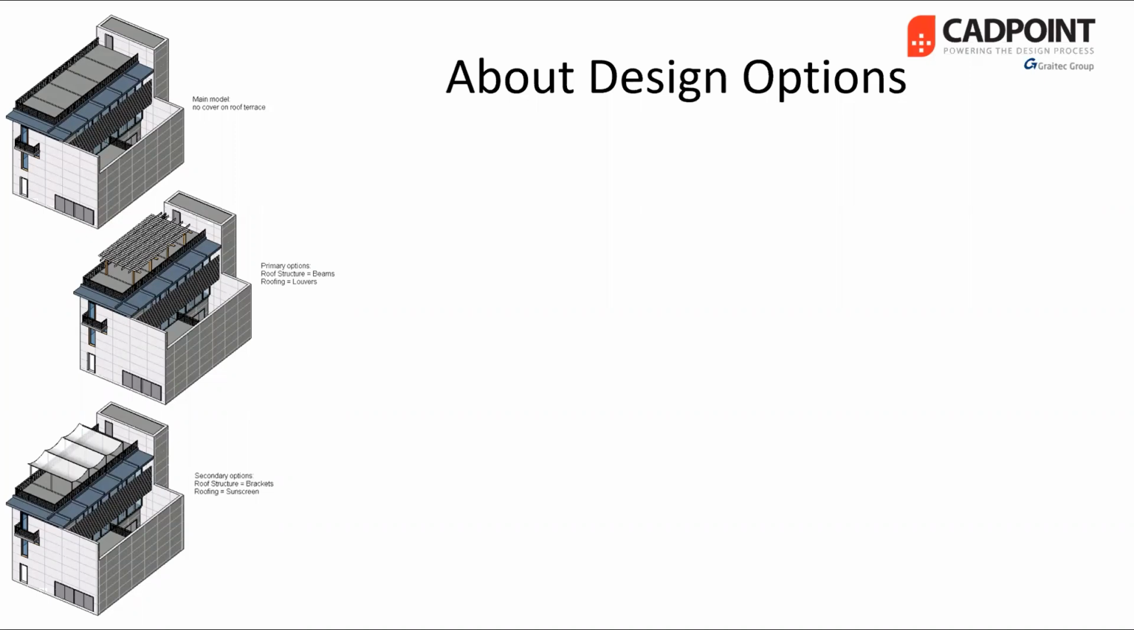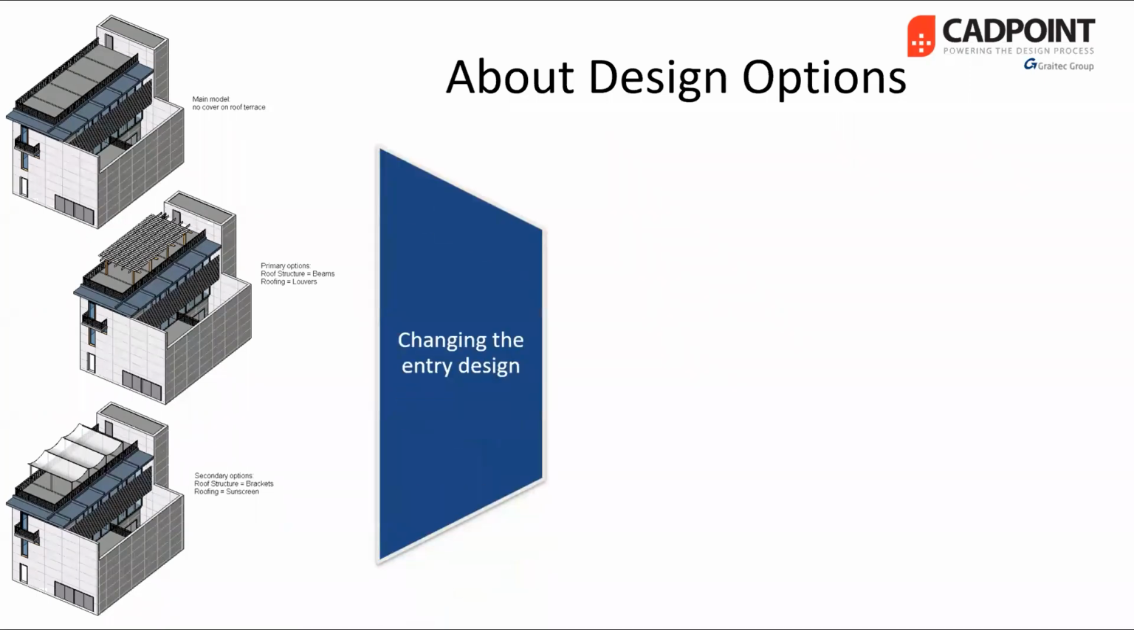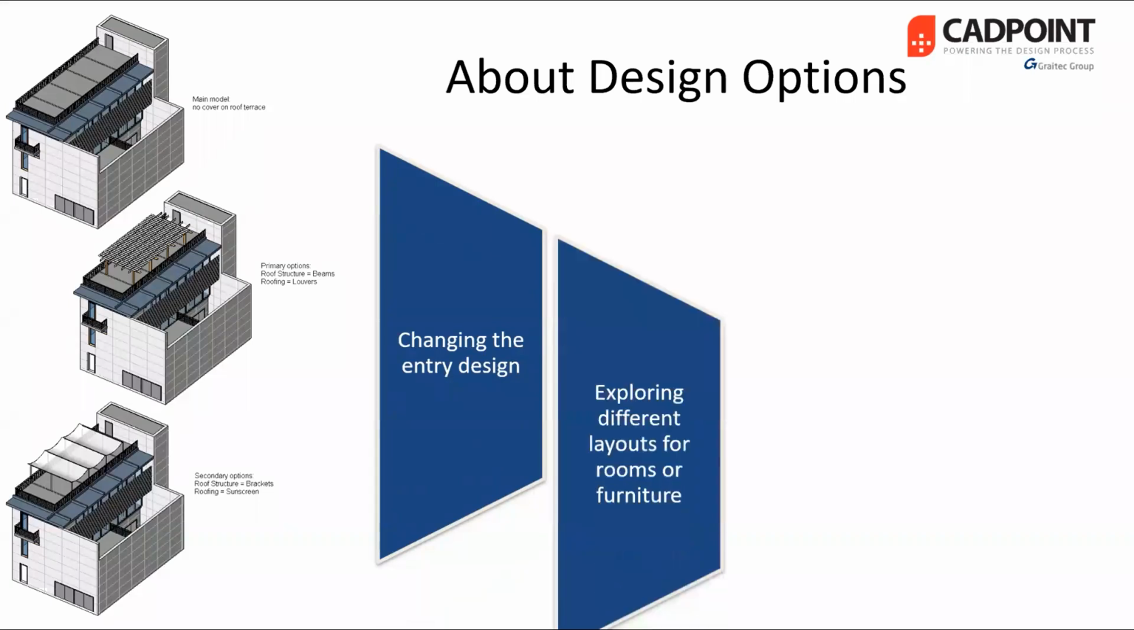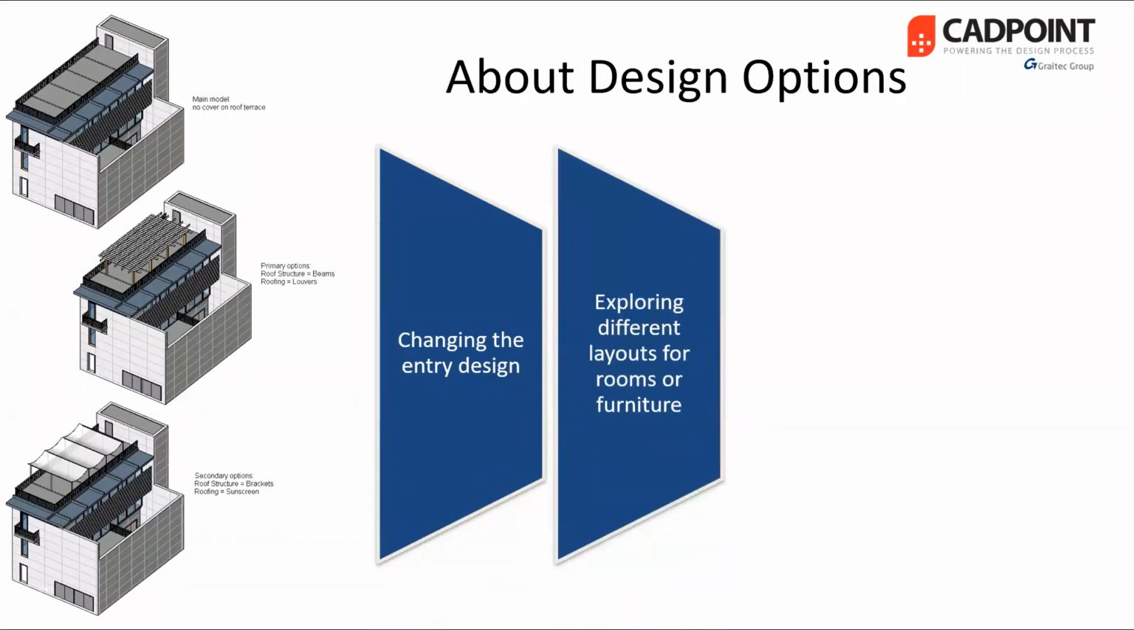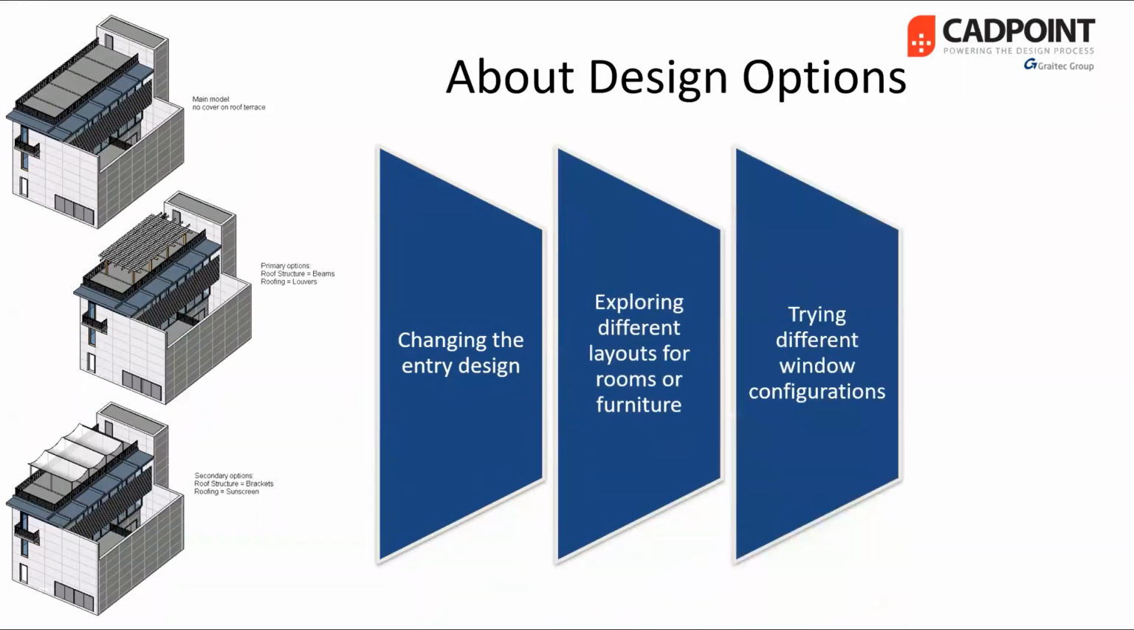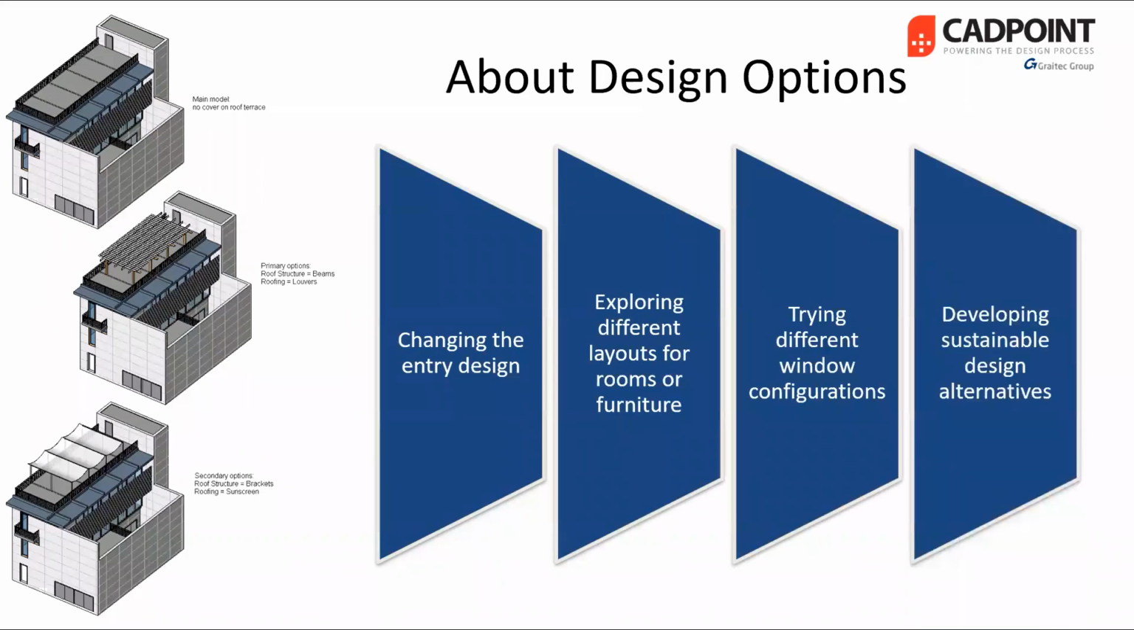They are typically used as follows: changing the entry design, exploring different layouts for rooms or furniture, trying different window configurations, developing sustainable design alternatives. You can use design options to explore multiple designs as the project develops. At any time in the design process, you can have multiple sets of design options. Typically, each set of design options addresses a particular issue or area.